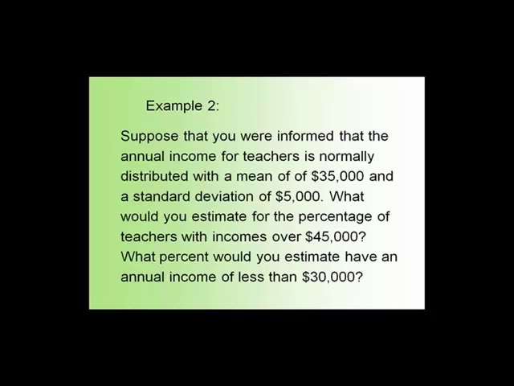Another example. Suppose you were informed that the annual income for teachers is normally distributed bell curve, with a mean of 35,000 and a standard deviation of 5,000. What percent would you estimate for the teachers with incomes over 45,000? What percent would you estimate to have an annual income of less than 30,000?